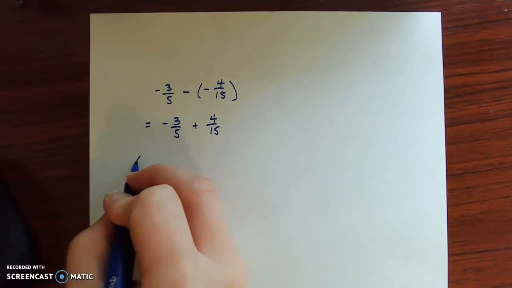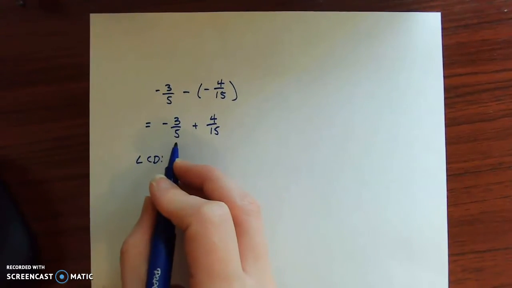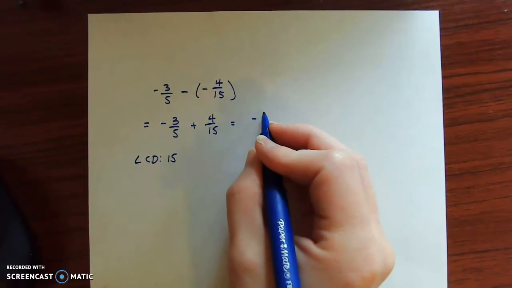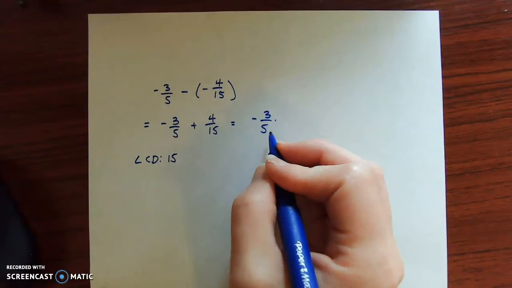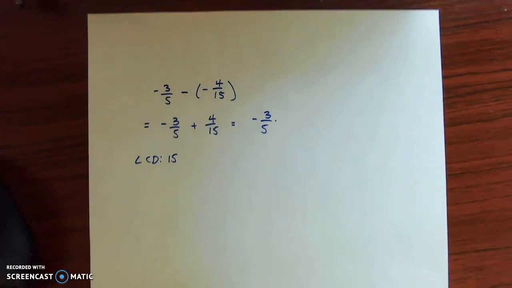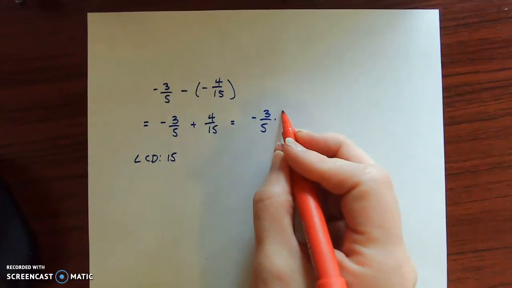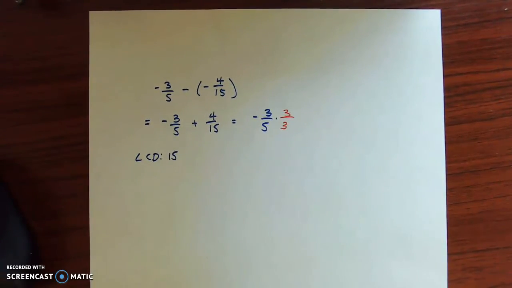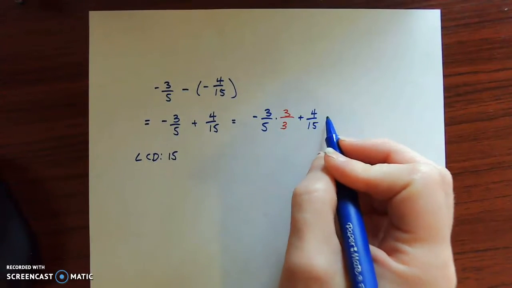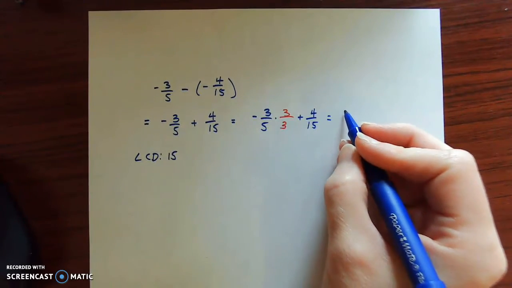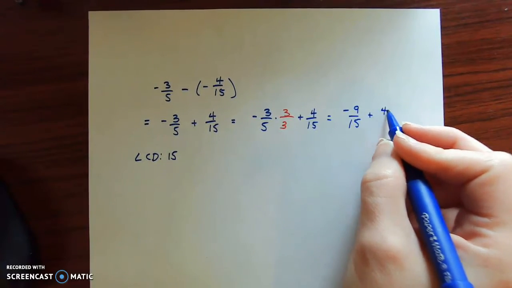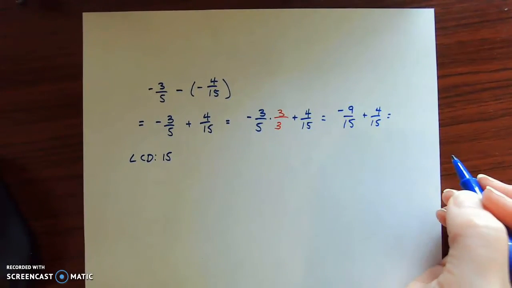My LCD is the least common multiple of 5 and 15, which is 15. So I need to get a common denominator of 15. To get that here, I need to multiply by 3/3, and I don't need to do anything to the 4/15. So -3/5 we can rewrite as -9/15, plus 4/15. We're ready to add together.